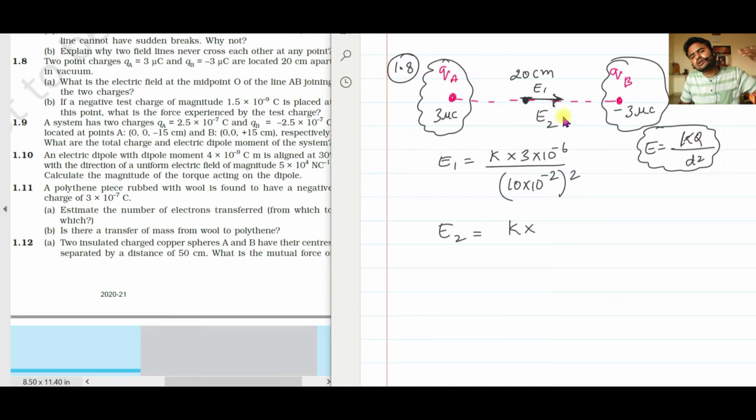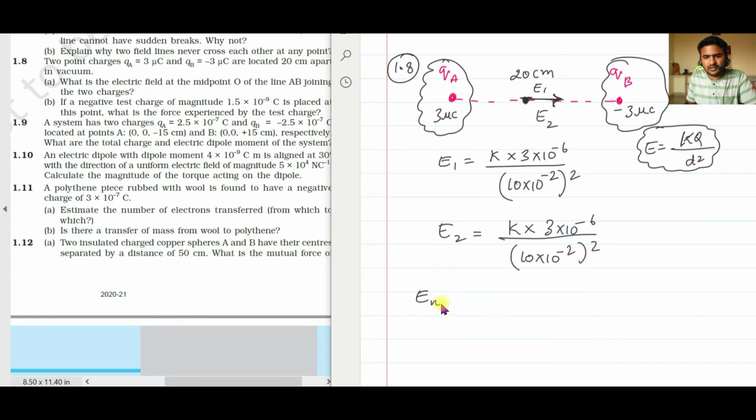That is, E2 will be towards the minus 3 microcoulomb charge. So that is K into 3 into 10 to the power of minus 6 divided by 10 into 10 to the power of minus 2 the whole square. Again, because the distance from the center to the minus 3 microcoulomb is 10 centimeter. Now you see both E1 and E2 are the same, and they're in the same direction.